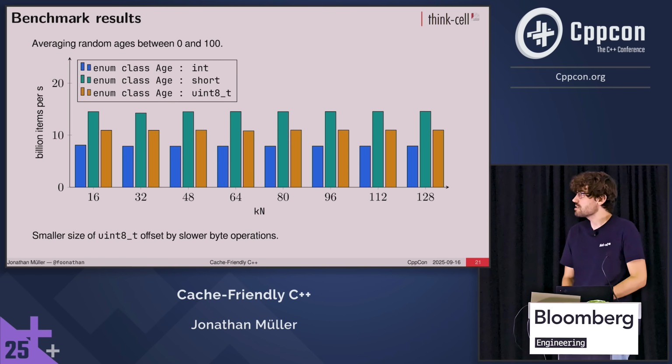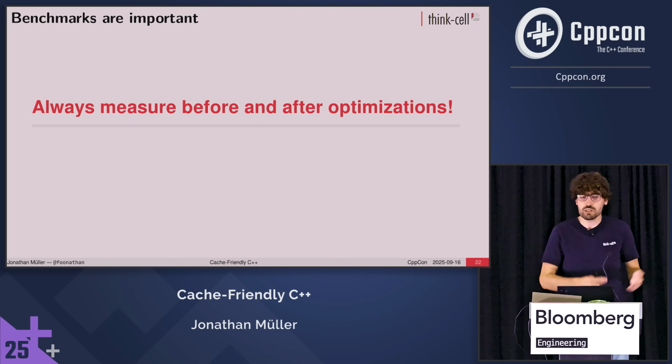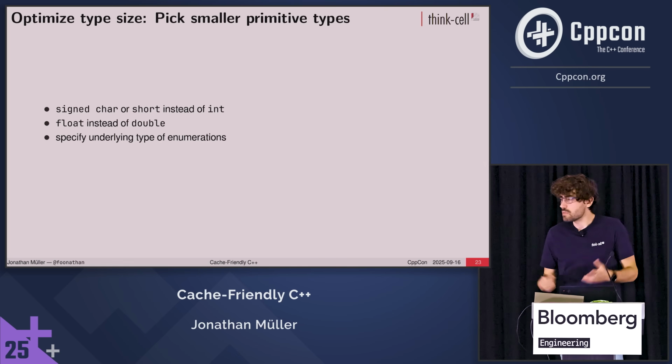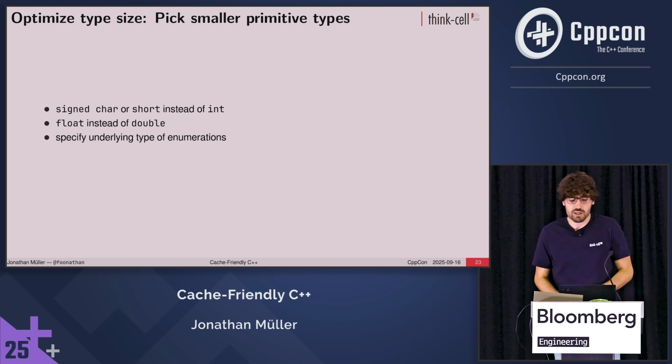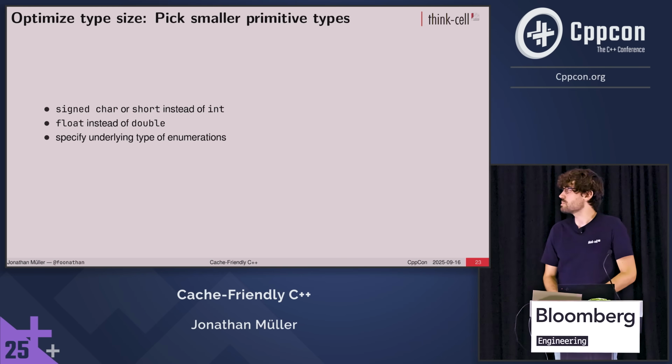So again, I want to reiterate, always measure before and after optimizations, because even though you're improving one metric, you might lose on something else. Now, optimizing the type size for primitive types is quite simple. Just pick a smaller primitive type, like signed char or short, use float instead of double, and specify the underlying types of your enumerations.